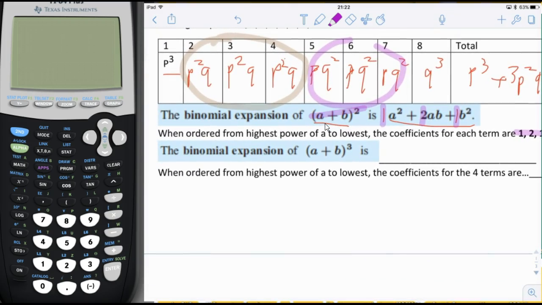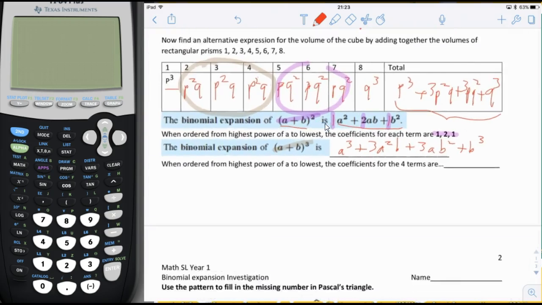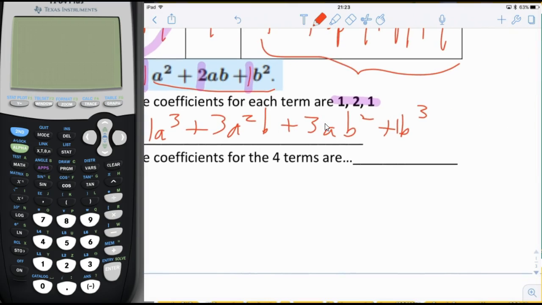What about if we have a plus b cubed? What will be the coefficients then? Well, we just figured out here that p plus q cubed looks kind of like that. So a plus b cubed would simply be, instead of p's, you would put a's, and instead of q's, you would put b's. So you would get that, okay? And then the coefficients for this are going to be 1, 3, 3, 1.